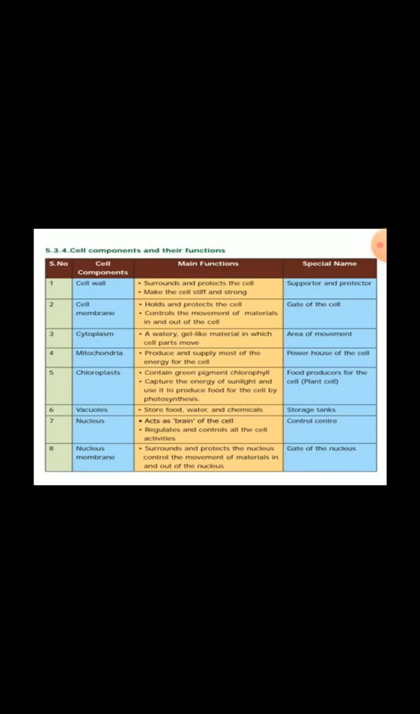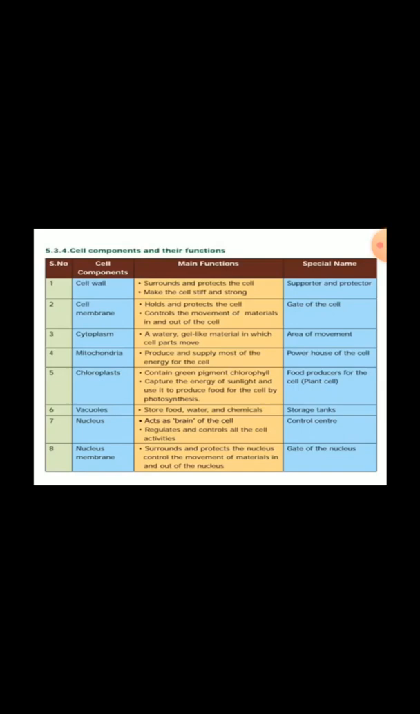Next, the fourth one, mitochondria. It produces and supplies most of the energy of the cell. Its special name is powerhouse of the cell. Next, chloroplast. Main functions are to contain the green pigment chlorophyll, capture the energy of sunlight and use it to produce food for the cell by photosynthesis. Special name: food producer for the cell. Next one, vacuoles. It stores food, water and chemicals. Special name is storage tanks.